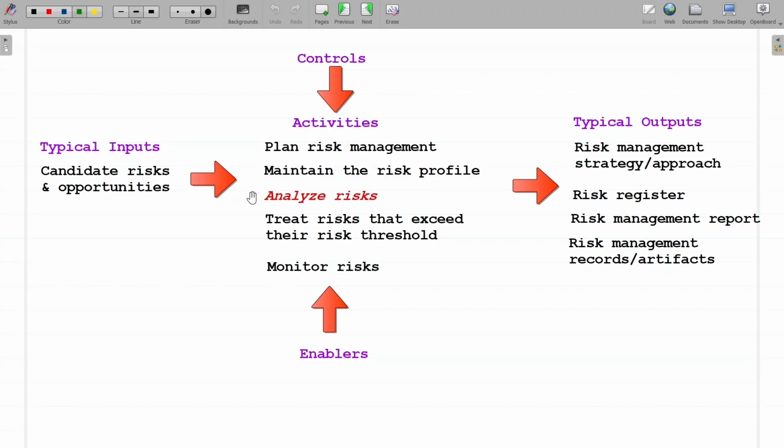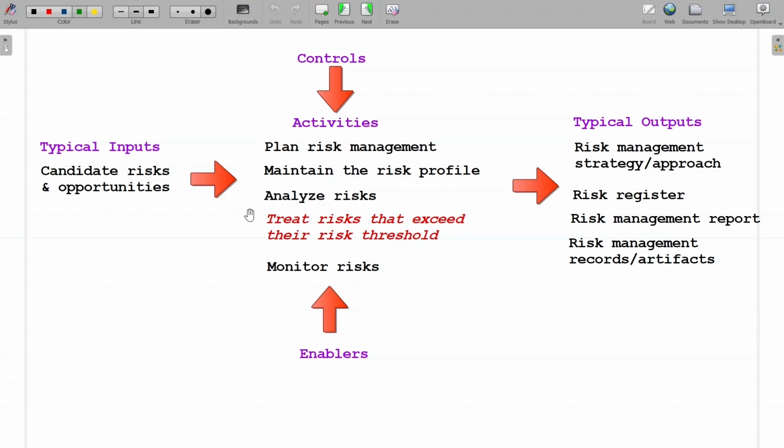Analyze risks. Identify risks consistent with the risk management strategy or approach. For each risk, estimate its likelihood and consequence of occurrence. For each risk, use the risk thresholds to evaluate the risk for potential treatment. For risks that exceed the threshold, capture recommended treatment strategies and measures.